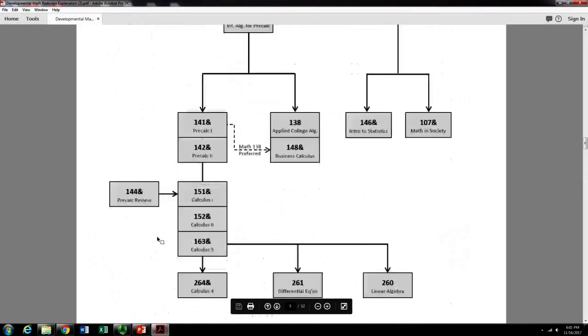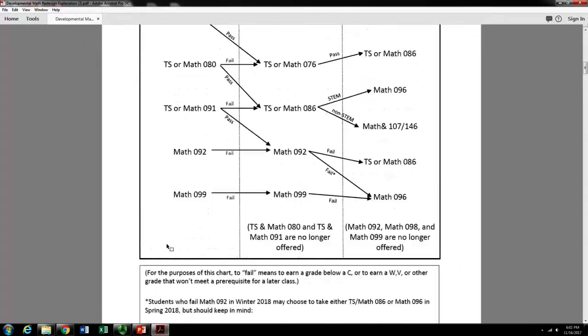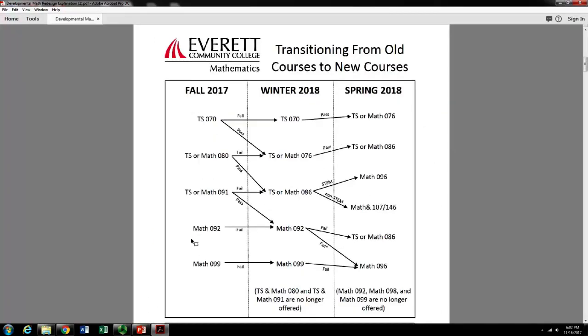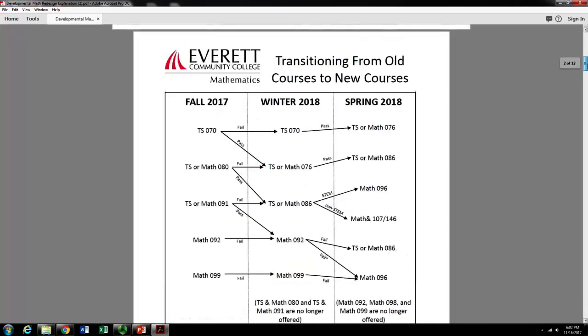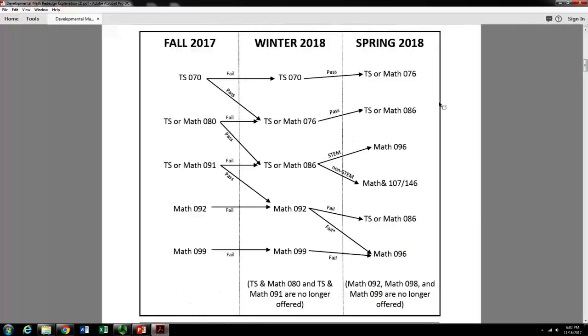Well, let's look at our handy dandy handout. We have this nice little flow chart at the beginning of our handout. And again, if you don't have this handout, ask us, we will email it to you if you don't have it. So let's take a look at this. So again, the scenario was student took Math 91 and passed, but it was quite a few years ago.